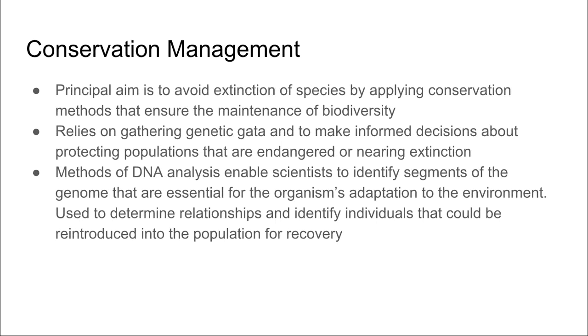In conservation management, the principal aim is to avoid extinction of species by applying conservation methods that maintain biodiversity. And to do this properly, it does rely on gathering genetic data to make informed decisions about protecting populations that are endangered or nearing extinction. All of the methods of DNA analysis that are available enable scientists to identify the segments of the genome that are essential for the organism's adaptation to the environment. And from this, they can be used to determine relationships and identify different individuals that can be reintroduced into the population for recovery.